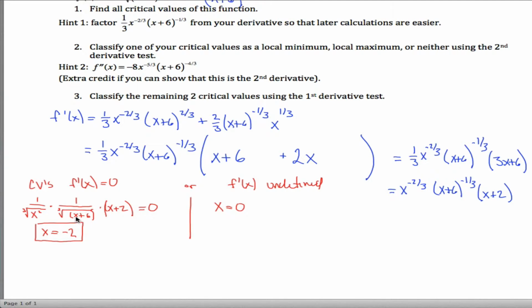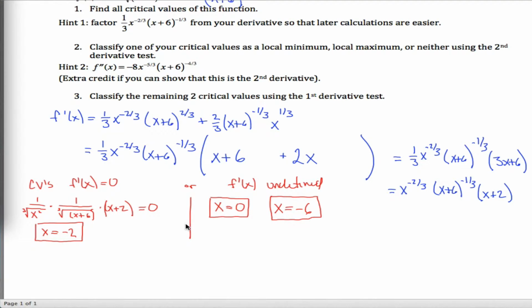Well, kind of the same logic. If x is equal to -6, -6 plus 6 is 0, the cubed root of 0 is 0, 1 divided by 0 is undefined. This third term, no, that's never undefined. X plus 2, plug in anything you want for x, and you can add 2 to it. So what I get is there's 3 critical values. 1 of this first type, and 2 of this second type. Those are my critical values.